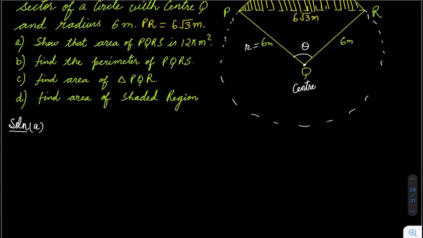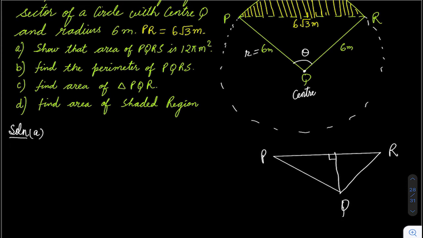Let's try both the ways. So first way is, let me draw this diagram separately. This is PR. This is PQ. So this is my Q, this is P, this is R. So one thing is, if I drop a perpendicular from Q to PR, so this is 6 root 3, then let's call this point M. So this will be 3 root 3 and this will be 3 root 3.